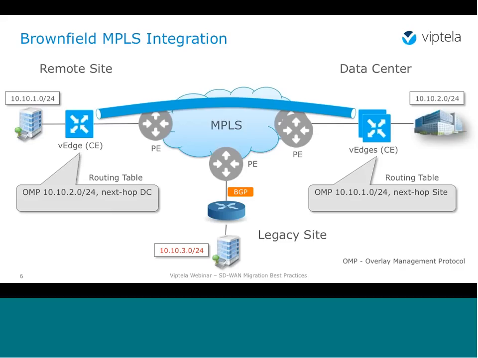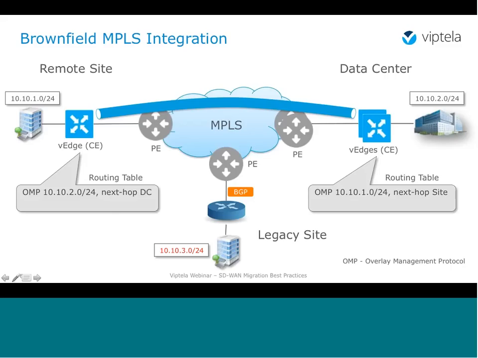There's 10.10.10.1 at the remote side, 10.10.10.2 at the data center, and 10.10.10.3 which is at the legacy side. If you look at the routing tables of the CPE devices, or the Viptela vEdge devices, they of course have reachability into the other sites' networks that is advertised across the overlay network. But they have no visibility, and no routing information, about the site residing at the location that has not yet been SD-WAN enabled. Yet that location has a BGP peering to the PE device.